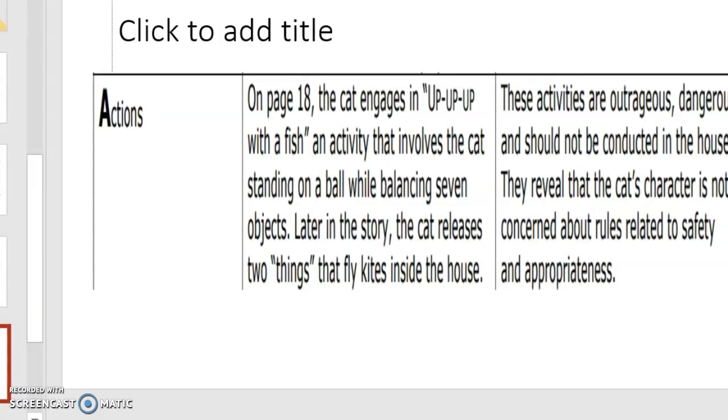Actions. Actions is talking about what the Cat in the Hat actually does. Notice it is cited on page 18. This cat engages with the fish in an activity that involves the cat standing on a ball while balancing seven objects. Later in the story, the cat releases two things that fly kites inside the house. These activities are outrageous, dangerous, and should not be conducted in the house. They reveal that the cat's character is not concerned about rules or safety and appropriateness. So the cat is doing whatever he can to make that fish happy, even if he's breaking the rules. So those are things that he physically does.